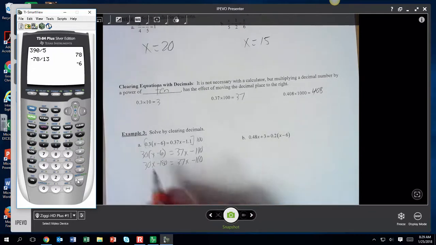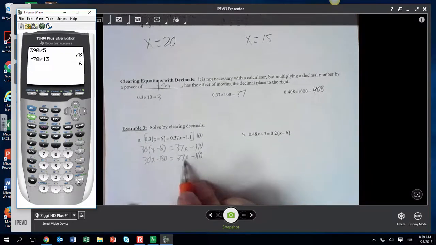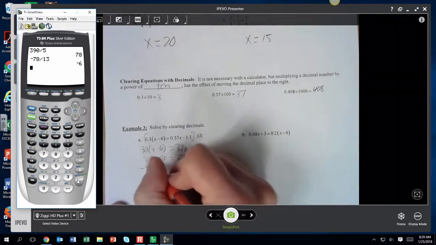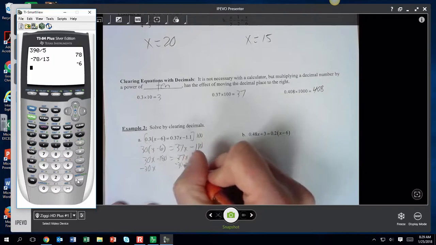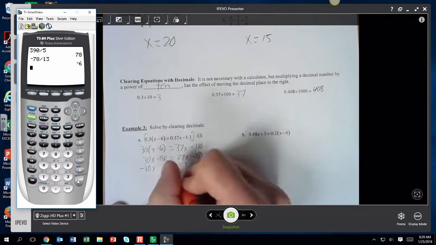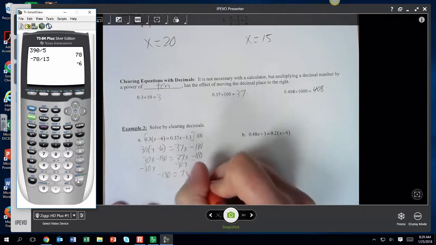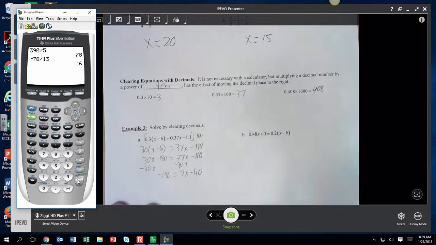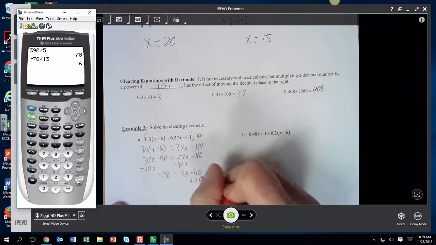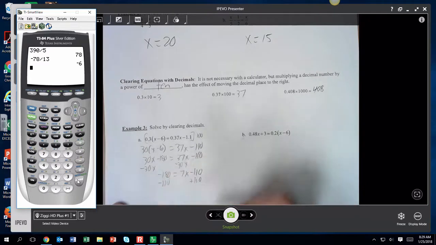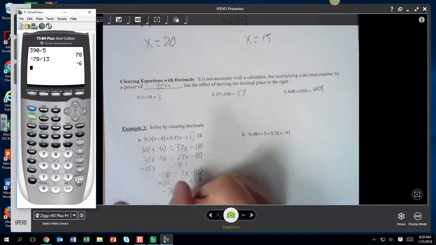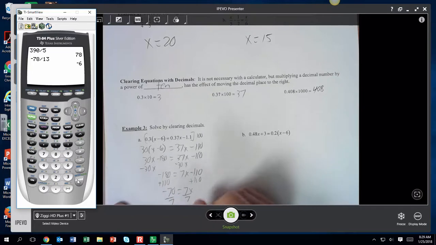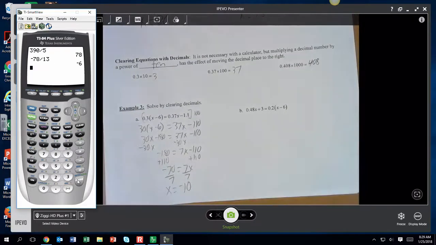I've got 30x on this side, 37x on that side. I'm going to have my x's on the right side just to keep everything positive. So subtract 30x from both sides. I get negative 180 equals 7x minus 110. I add 110 to both sides to get rid of my 110 on the right. So I end up with negative 70 equals 7x, divide through by 7, and x equals negative 10. Sorry, ran out of room there.